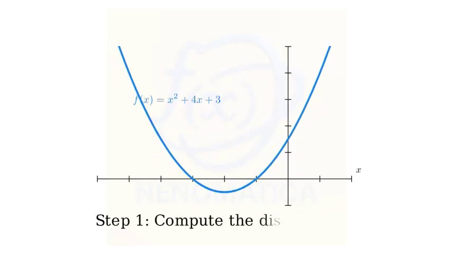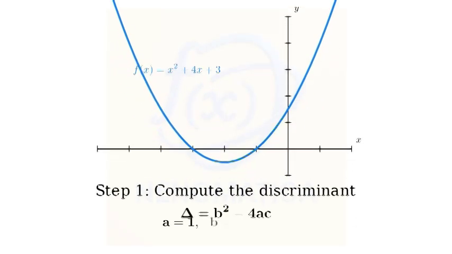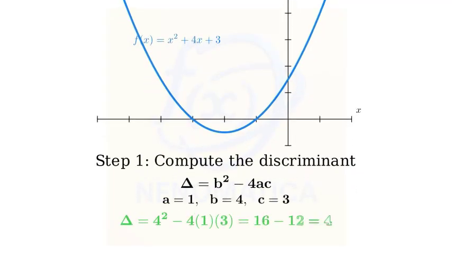Step 1. Compute the discriminant. For ax squared plus bx plus c equals 0, the discriminant delta equals b squared minus 4ac. Here a equals 1, b equals 4, and c equals 3. So delta equals 16 minus 12 equals 4.